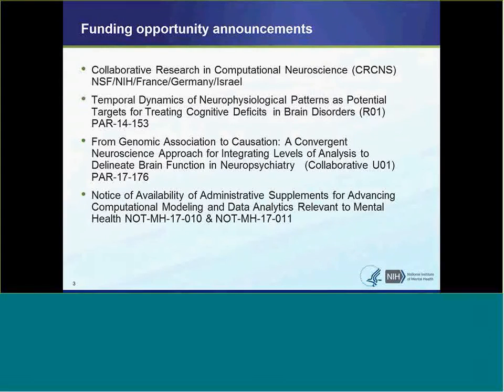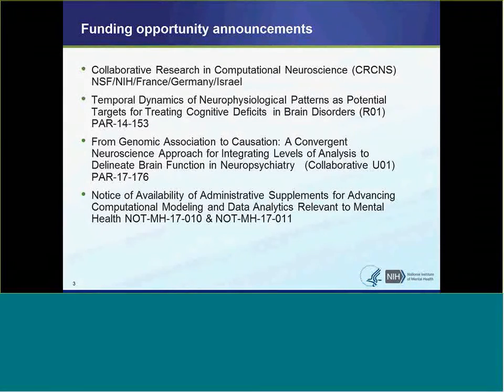We also have a temporal dynamics neurophysiology program. This is an R01 project that is trying to understand how rhythms in the brain affect brain function and behavior. And we're very excited about the third initiative. This is a collaborative U01 project where we're looking at convergent approaches that start from genetics and use several units of analysis to explain the same type of behavior. So we're trying to converge, with different units, on the same problem.